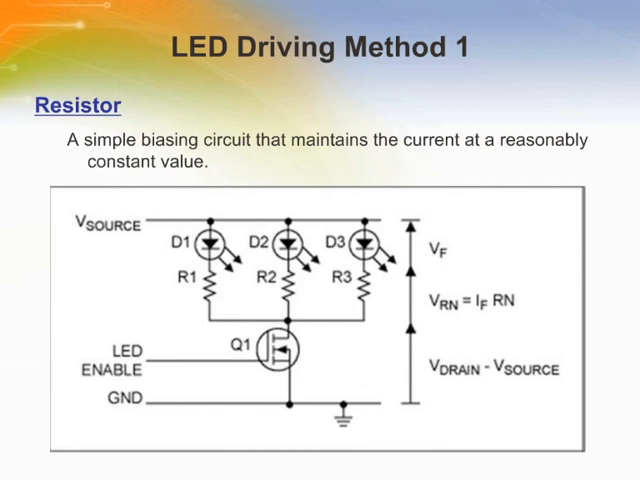LEDs are current-driven devices in which the light output depends directly on the forward current passing through them. A simple biasing circuit that maintains the current and consequently the light output at a reasonably constant value matches the intended power supply with a single current limiting resistor connected in series with the LED.